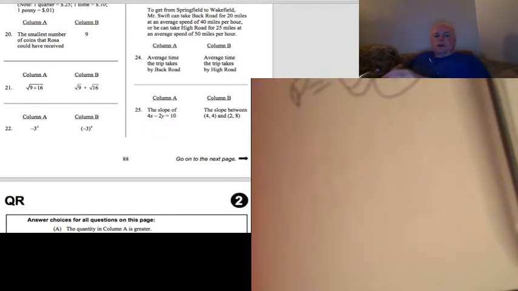All right, so to get from Springfield to Wakefield, Mr. Swift can take the back road for 20 miles at an average speed of 40 miles per hour. He can also take the high road for 25 miles at an average speed of 50 miles per hour. So I'm looking at that and I'm thinking 40 miles per hour. If they drove for 40 miles, it would take an hour. So if they did 20, it took them half an hour to do the first part.